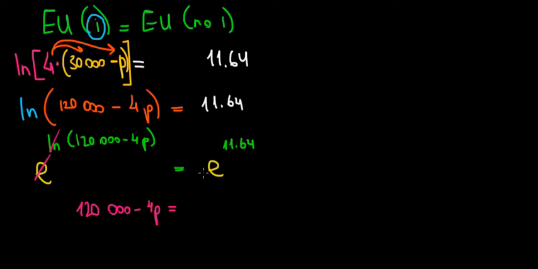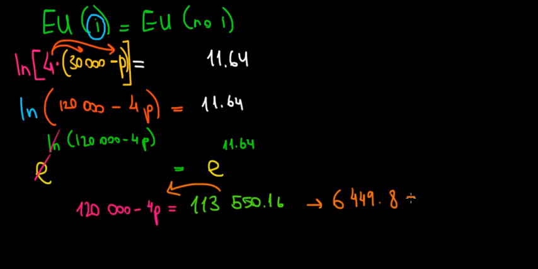Well, that gives us a value that's going to be a number, and if we work it out on the calculator, that would be 113,550.16. Now, what do we do next? Well, next we just find out the p. If we take this number to the other side and divide it by 4, then the premium, actually let me do it step by step so it's more visible. 120,000 minus all this number is equal to 6,449.8, and that's equal to, we take the premium to the other side, so that's equal to 4p.